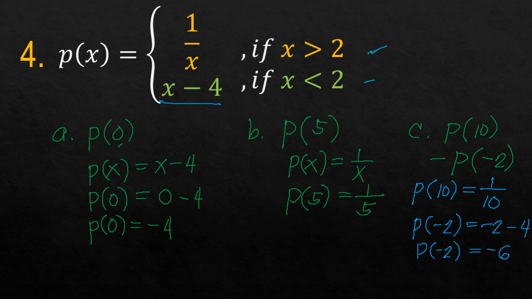So after having these two values, p of 10 and p of negative 2, we now go back to our problem and substitute. Therefore, we have p of 10 is 1 over 10 minus negative 6. So 1 over 10 minus negative 6 is 1 over 10 plus 6. Cross multiply 10 times 6 is 60 plus 1 is 61. So we have 61 over 10.